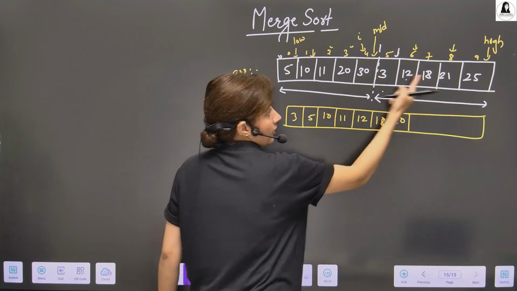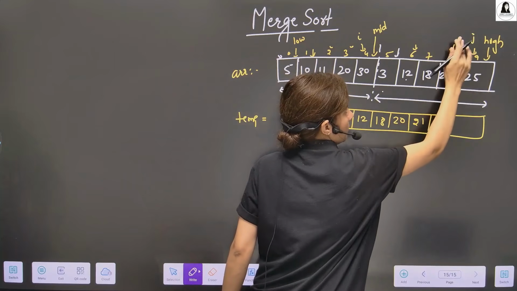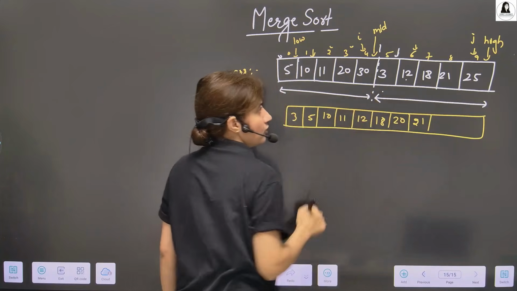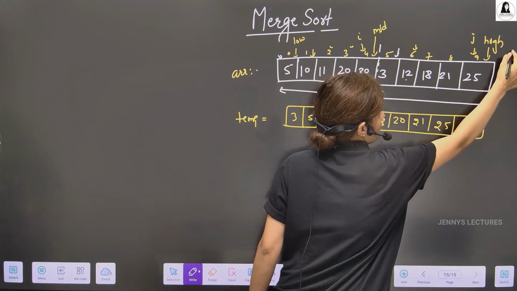I plus plus. 30 or 21. Which one is smaller? 21. J plus plus. 25 or 30. Which one is smaller? 25. Put 25 here. J plus plus.